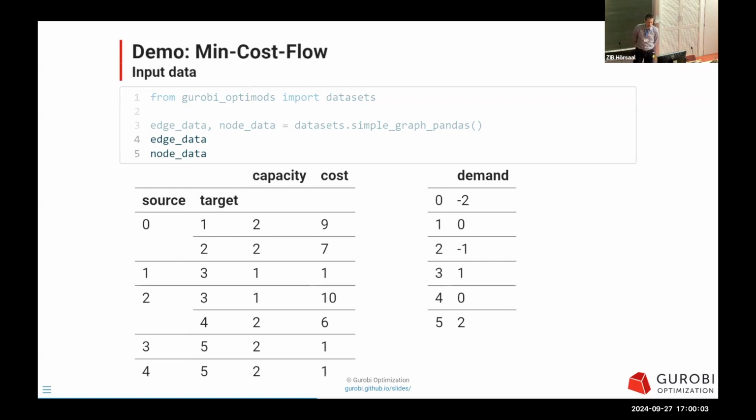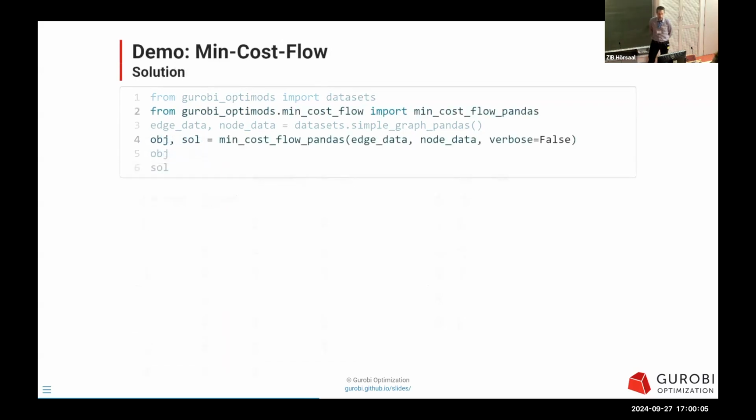And this basically defines your network. And then all you really do is you import the OptiMod that you need. So in this case, it would be the min cost flow OptiMod. This is in the second line. And then you take your data, edge data, node data, and just call the min cost flow pandas function from the min cost flow OptiMod.